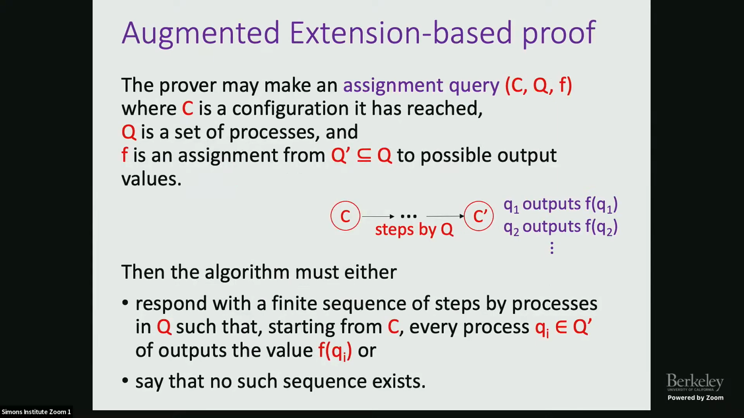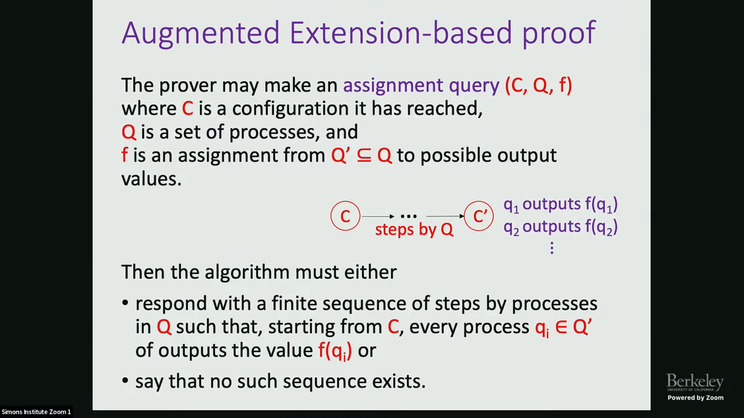An augmented extension-based proof is like an extension-based proof, except that the prover can ask assignment queries instead of output queries. For an assignment query, the prover chooses a configuration C that is reached, a set of processes Q, and assignment F output values to a subset Q prime of these processes. So in particular, we might say Q1 is going to output F of Q1, Q2 is going to output F of Q2.